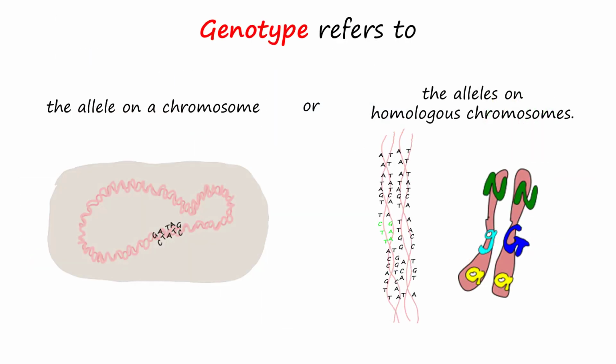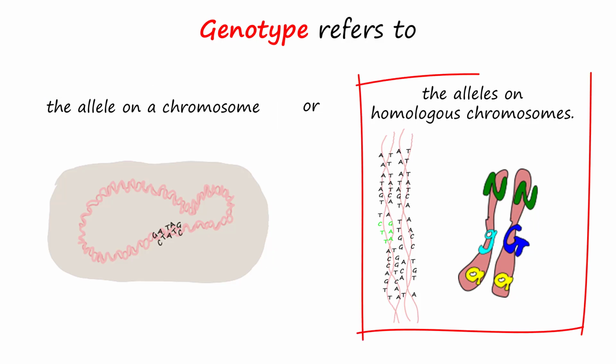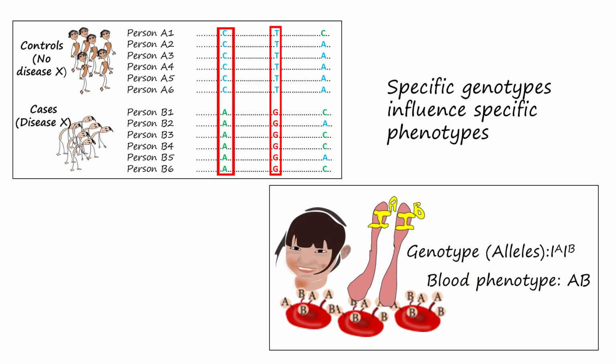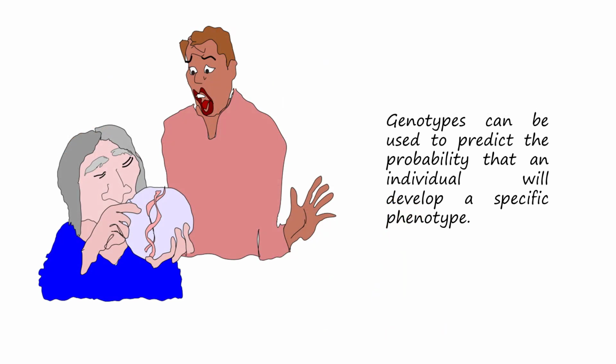The genotype of a locus refers to the allele on a chromosome in haploid cells or the alleles of homologous chromosomes in diploid cells. In diploid organisms, genotypes may be homozygous or heterozygous. Specific genotypes influence specific phenotypes, and so genotypes can be used to predict the phenotype.